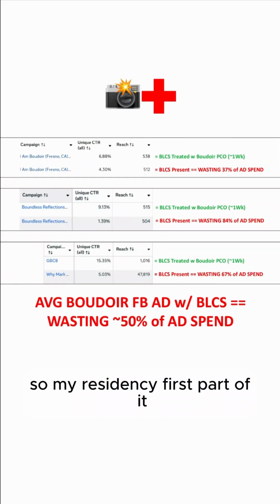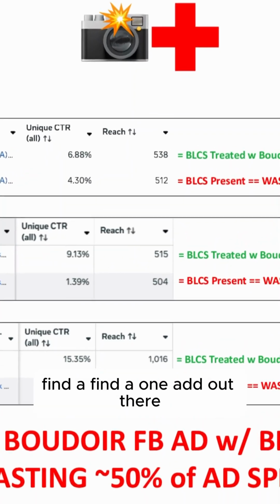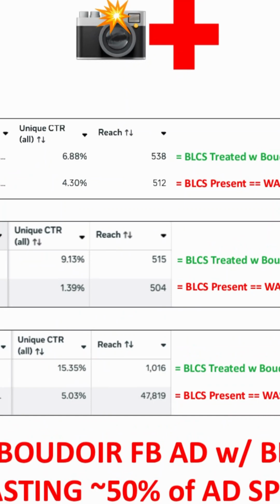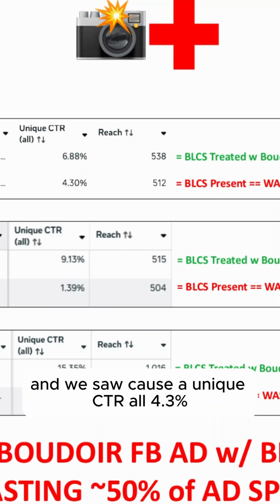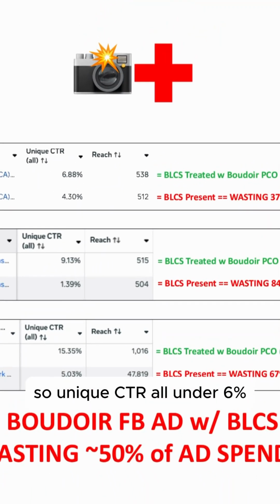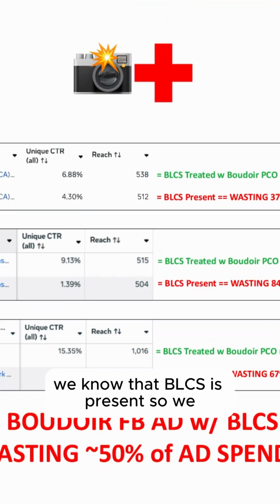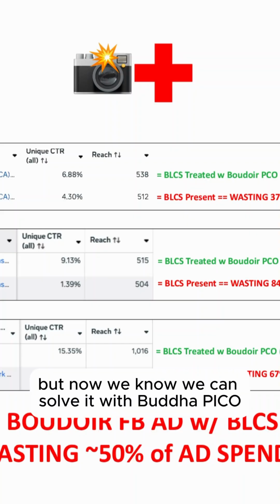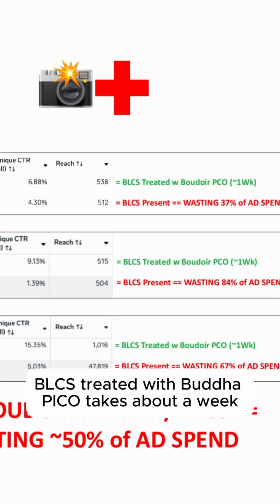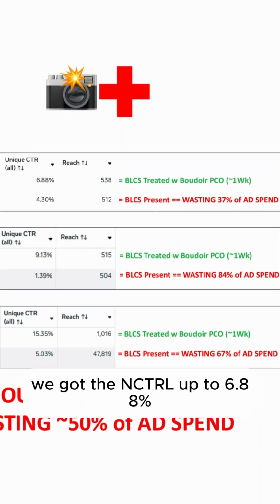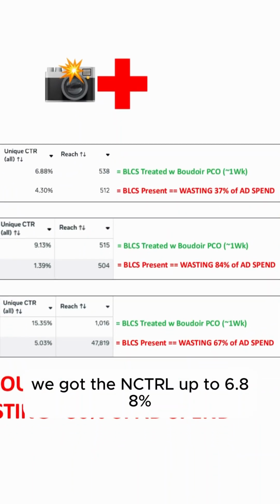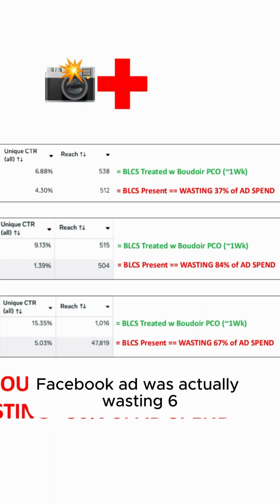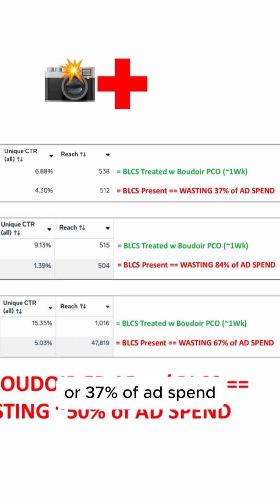So my residency, first part of it: finding one ad out there, bringing it back to the hospital, testing it, and we saw the unique CTR was 4.3%. Unique CTR under 6%, we know that BLCS is present, aka Boudoir low click syndrome. But now we know we can solve it with Boudoir Pico. So we did exactly that. BLCS treated with Boudoir Pico takes about a week. We got the unique CTR up to 6.88%. So now we discovered the original Boudoir Facebook ad was actually wasting 37% of ad spend.